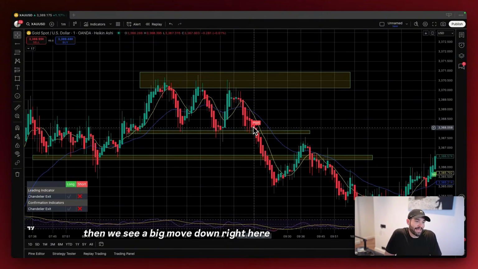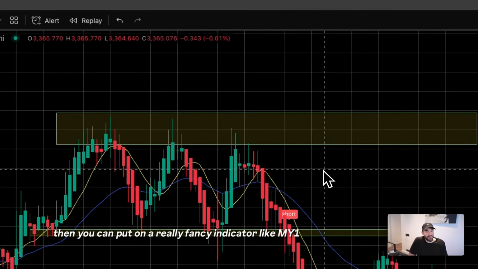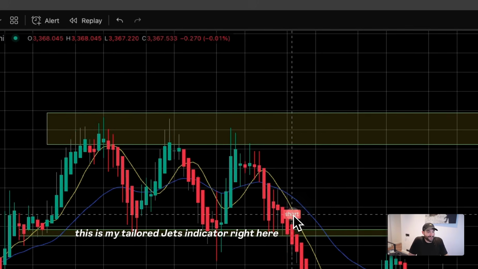Then we see a big move down right here, and we can see all of the candles are firmly below both moving averages. Then you can put on a really fancy indicator like my one. This is my tailored jets indicator right here.